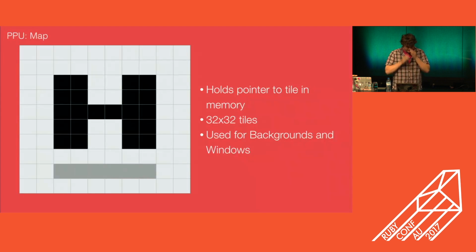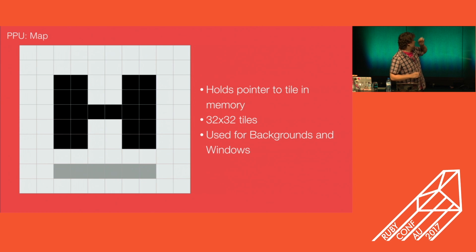The Game Boy has what's called a map. A map takes references to each tile and where you want to put them on the display, where you want to put them on the screen. They're used just for backgrounds and windows. You'll see how sprites work in a second.